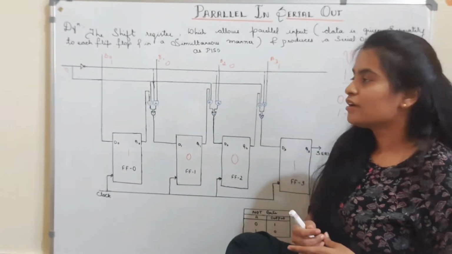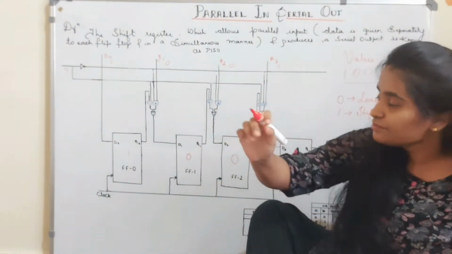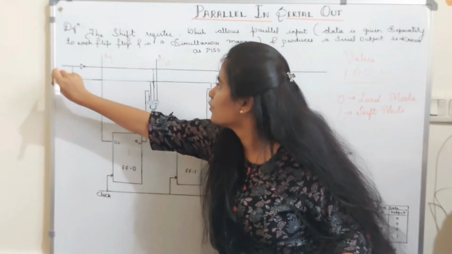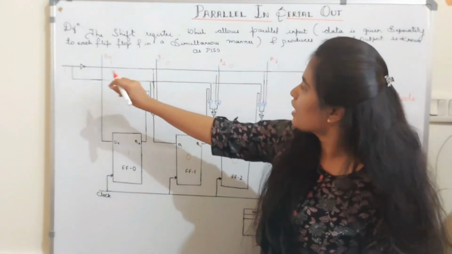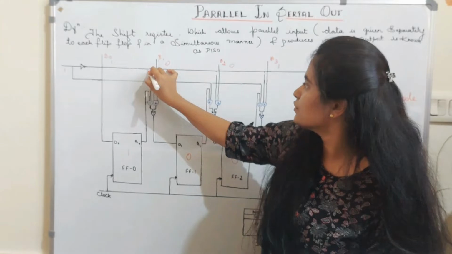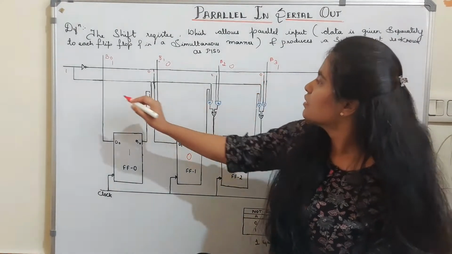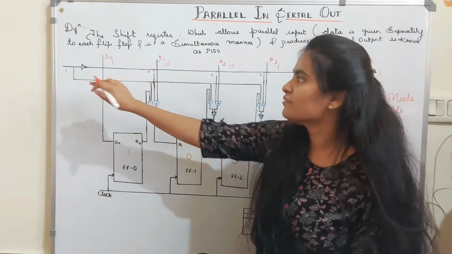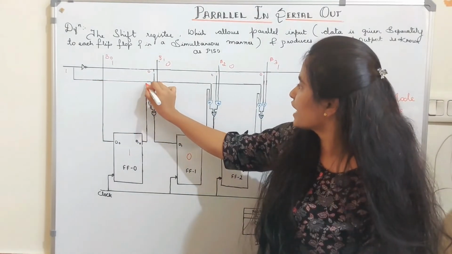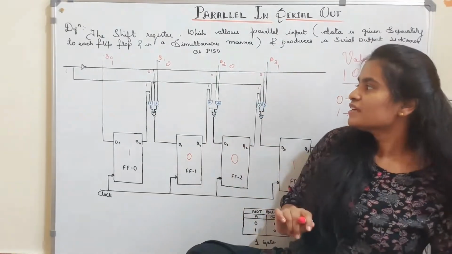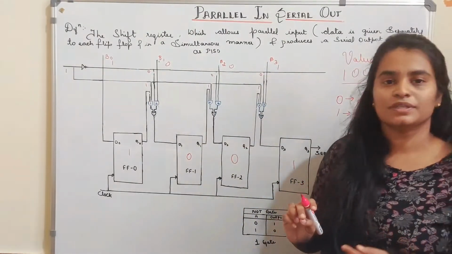So shift mode. When I give the value here as 1, I'll just change it to 1. When I give it as 1, here after inverting, it will turn as 0, 0, and then 0. But for inverting, the value is 1. The same value is carried out here. 1, 1, and 1.